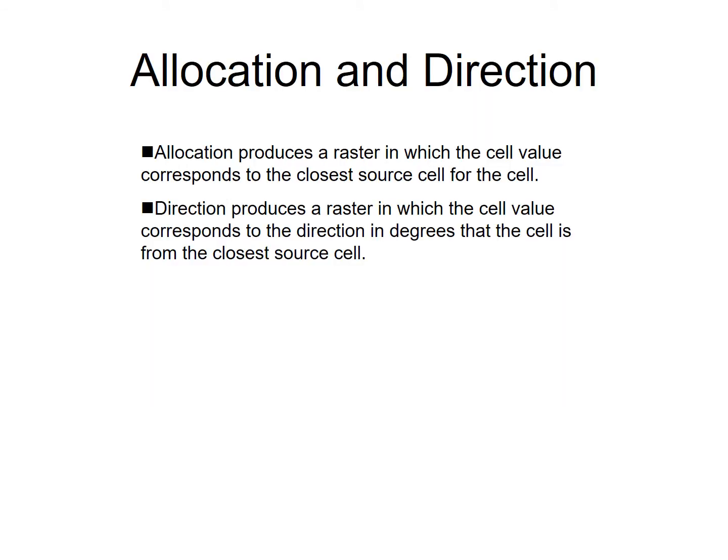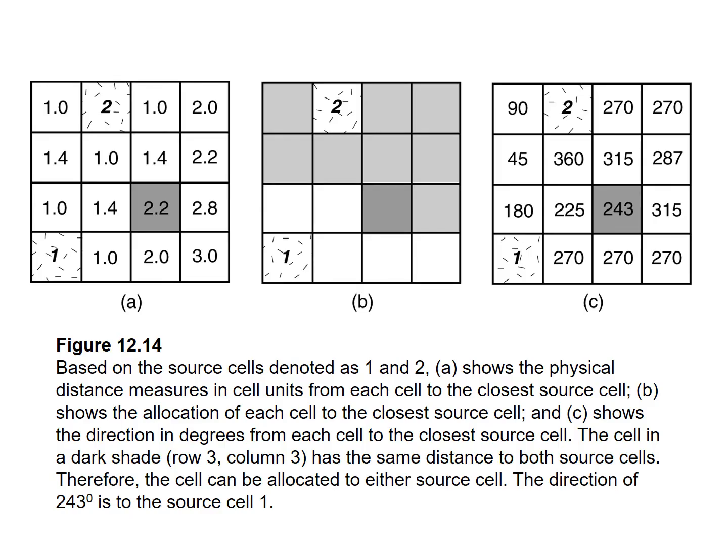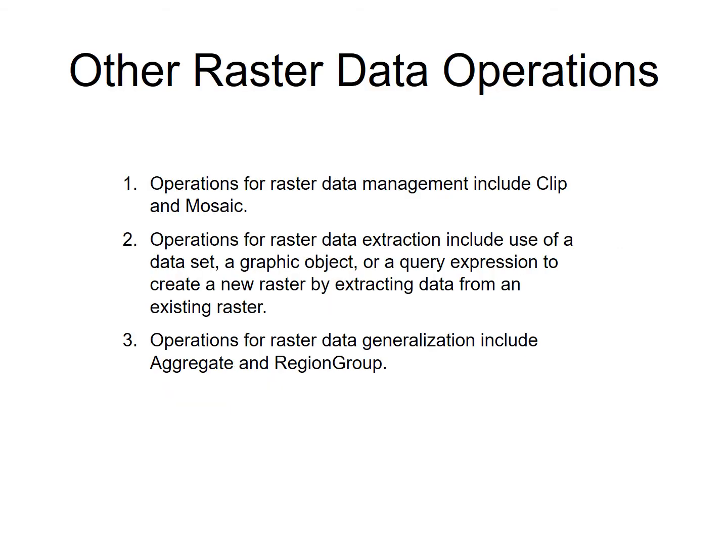Allocation and direction produces a raster in which cell values correspond to the closest source. That's kind of what we're talking about. Direction produces a similar thing, but instead of how far is it to a particular source or a particular feature, it's in which direction am I closest to the nearest feature or structure. This slide sort of explains some of that. You can read that there at your discretion if you have questions.